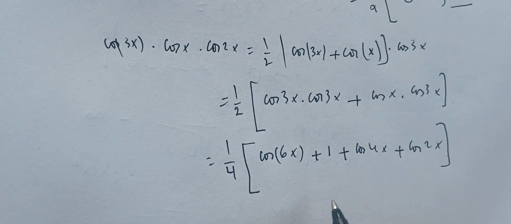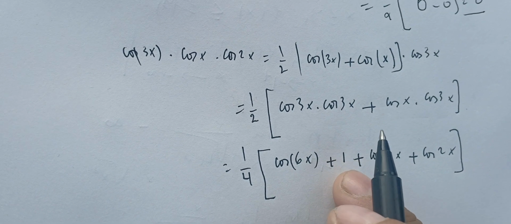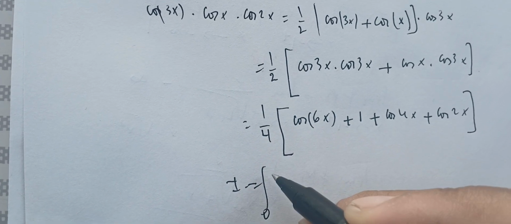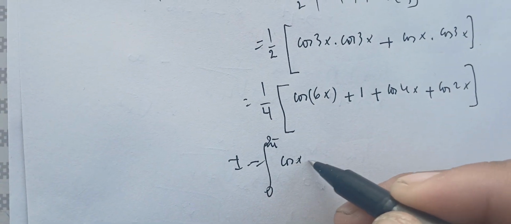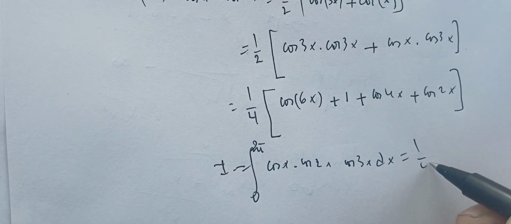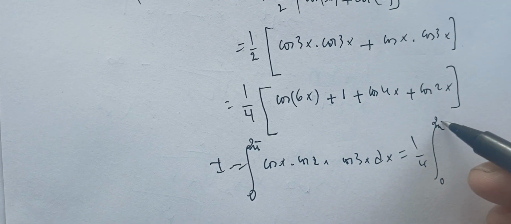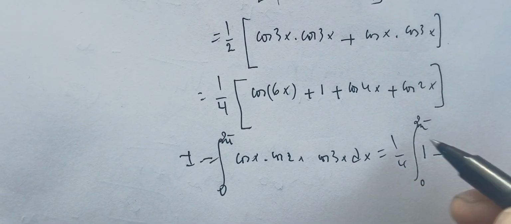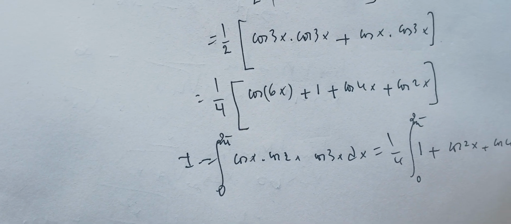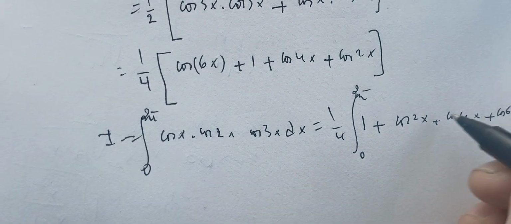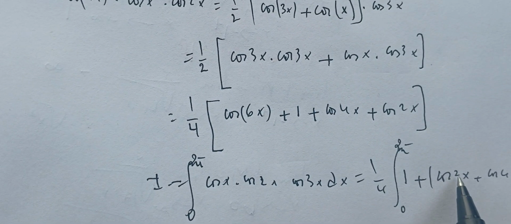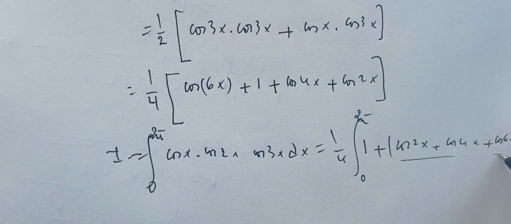And therefore, when we integrate, we're going to have I, the integral between 0 and 2 pi of cosine x, cosine 2x, cosine 3x dx. It's going to be 1 over 4 times the integral between 0 and 2 pi of 1 plus cosine 2x plus cosine 4x plus cosine 6x. In our case, as I proved, if we take alpha as 2, 4, and 6, this will give us 0.